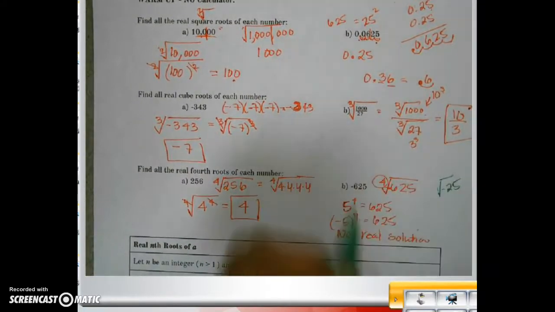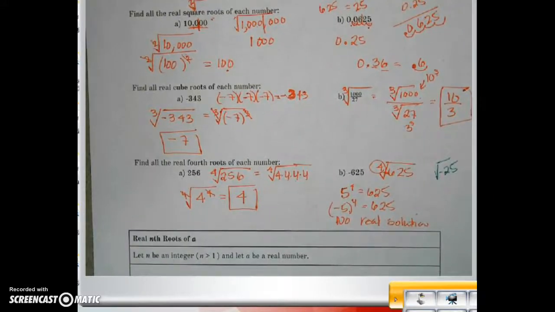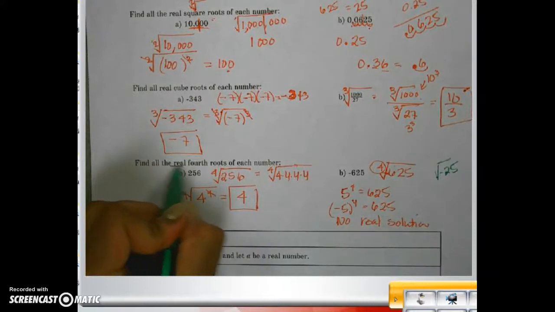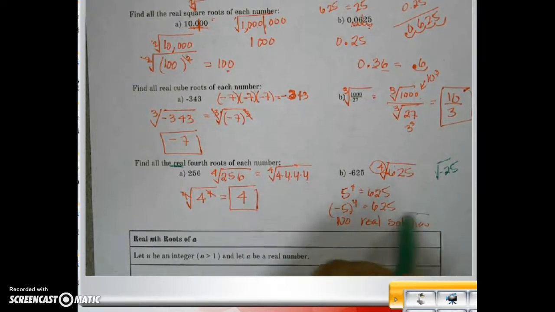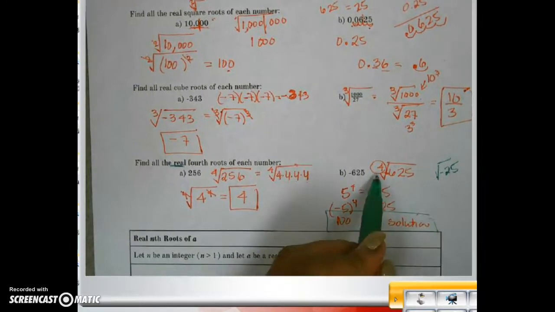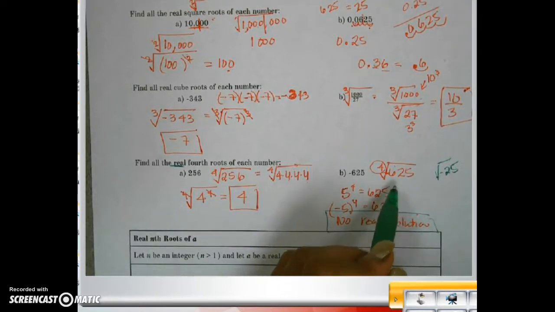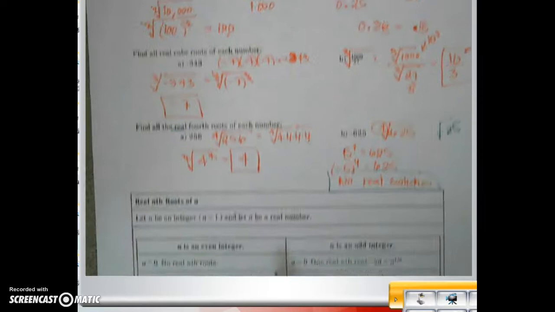That's when you have to have your I. And right now, we're only dealing with the real roots, because if you look at the directions, real roots, just the real ones, not the fake ones. Okay, so no real solution or no real root for that one. And there you go. Anytime you have an even root, you cannot take the square or the nth root of a negative number. Cannot be done.